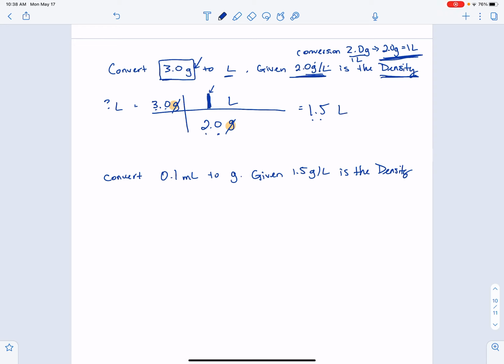And here's another example. This one wants it to go to grams. This has 2 units. Don't start with a thing with 2 units. Start with a thing that has 1 unit. Milliliters.